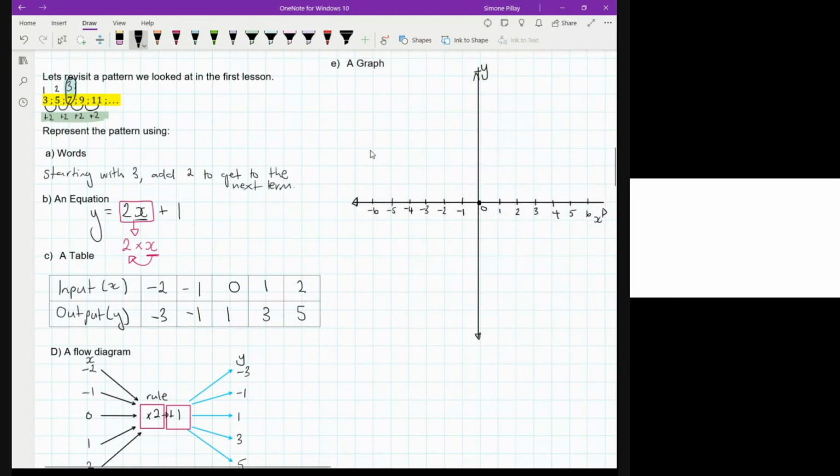There we go. That's better. So that's going to be 1, 2, 3, 4, 5, and 6.